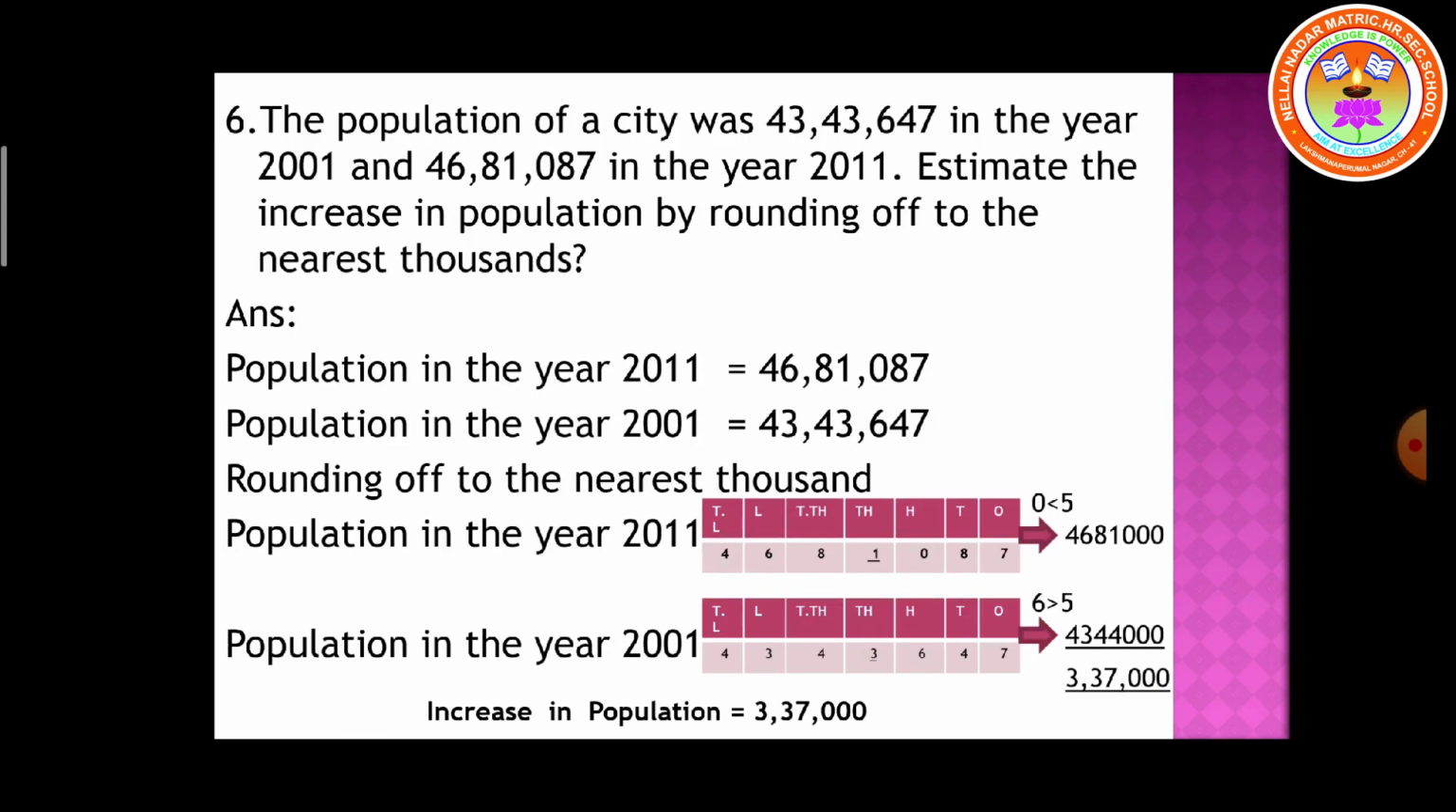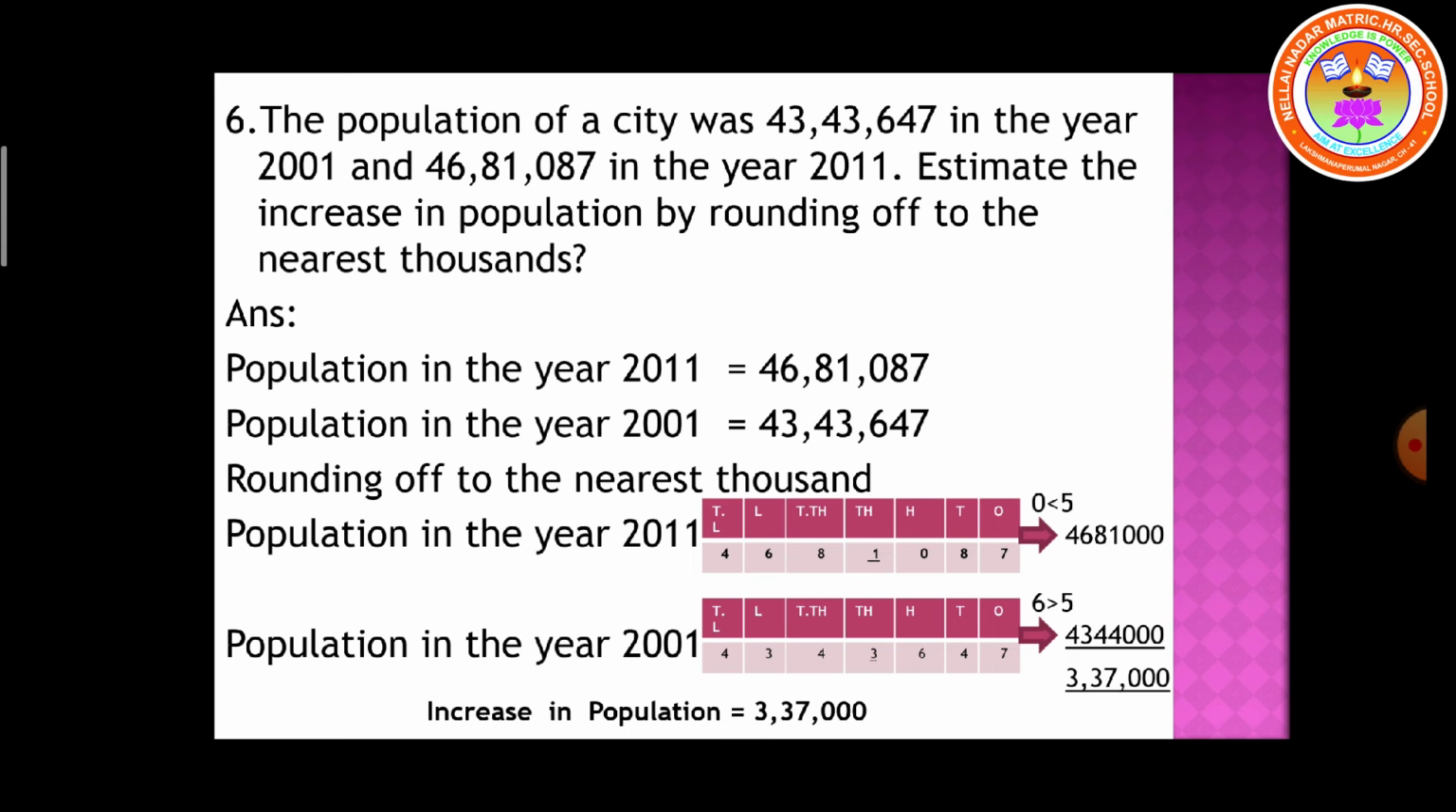Yes. Problem number 6. This is your last problem in this exercise. Listen carefully children. The population of a city was 43,43,647 in the year 2001 and 46,81,087 in the year 2011. Estimate the increase in population by rounding off to the nearest 1,000. So increase in the population, what do you have to do? Automatically you have to add both. You have to do it and see. Let us move on to the answer.